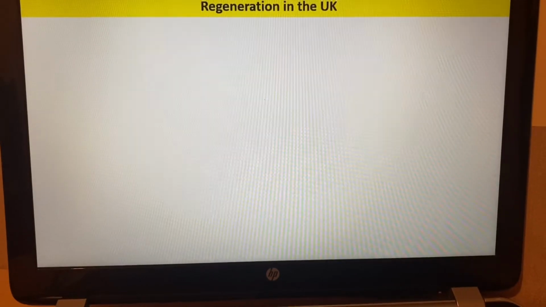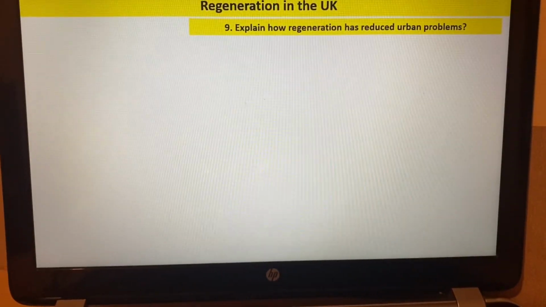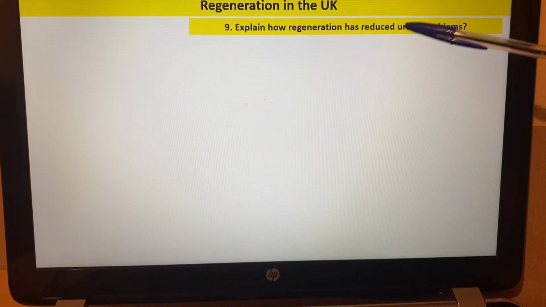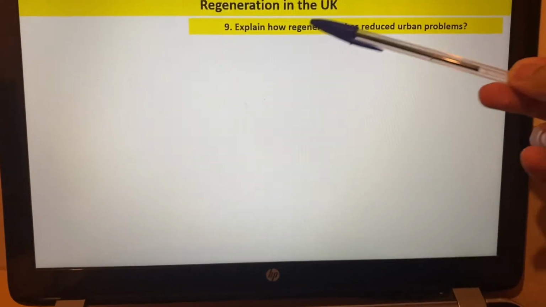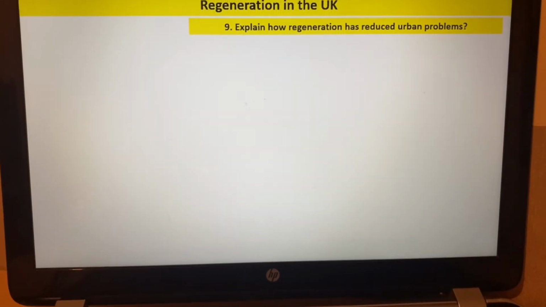So, regeneration in the UK. Now, what did we look at for regeneration? We didn't focus on Bristol, we looked at Stratford, which is very close to home. Having a look at this question, how has regeneration reduced urban problems? So, you can't just talk about all the good things about what they did. You have to make a link and say, actually, this reduced this problem and that problem.